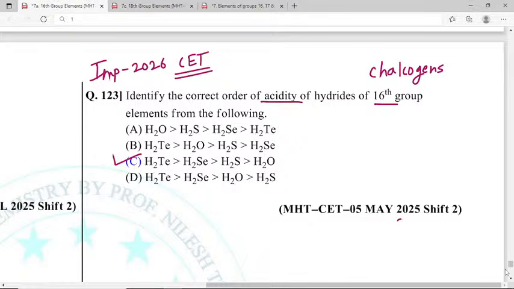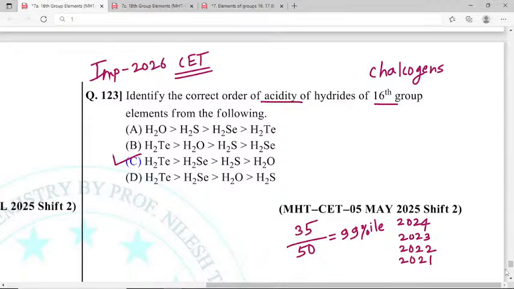This is 2024, 2023, 2022, 2021. If you solve all these questions, you will get at least 35 out of 50, which is the 99 percentile. At least 35 plus.